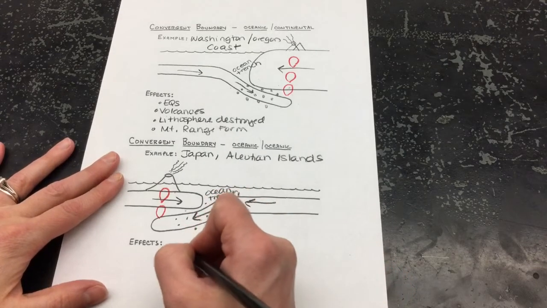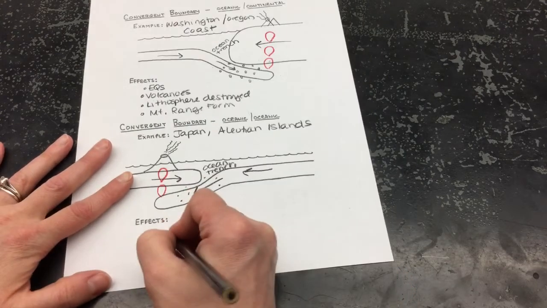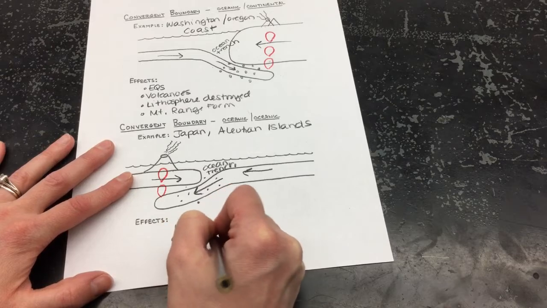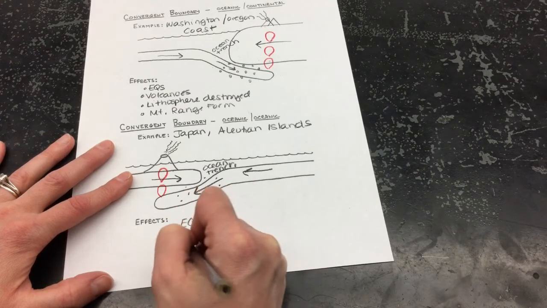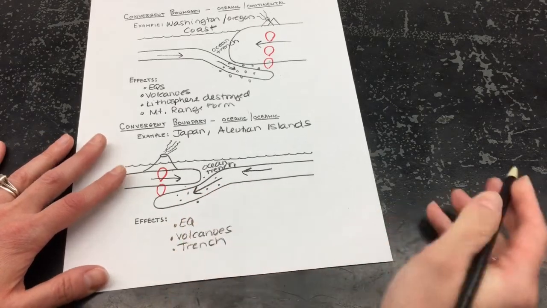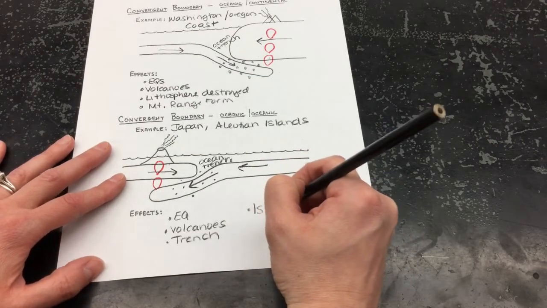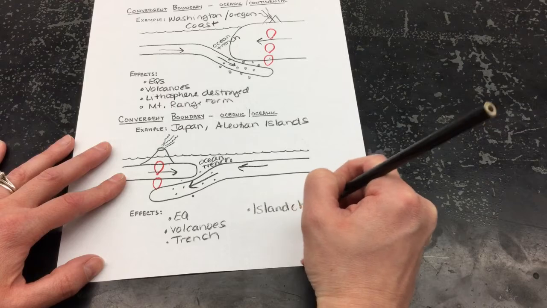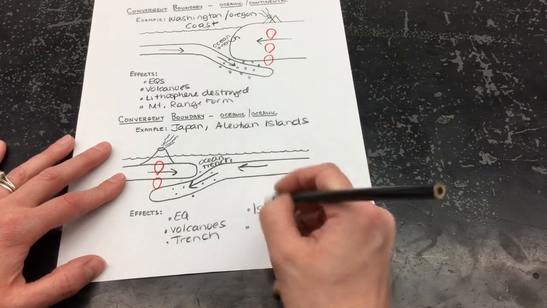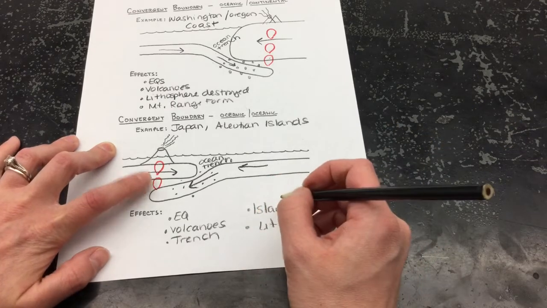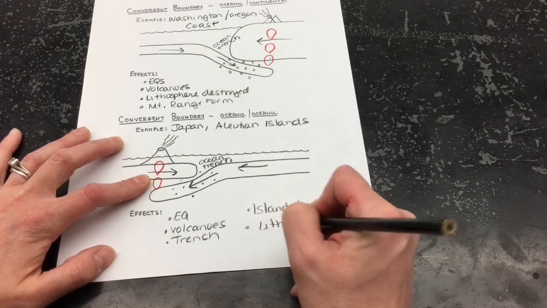So we get earthquakes, possible volcanoes, we get a trench, we get island chains possibly, like those Aleutian Islands, and lithosphere is destroyed, which you can see happening up here with the magma chamber.